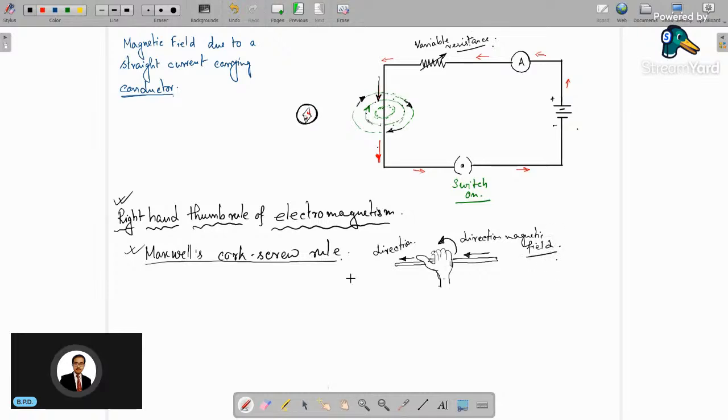If this direction is changed from this side to this side, then whether the magnetic field will be changed or not. Can you tell me, Anurag, if the direction of flow of current is altered from right to left, altered to left to right, then what will happen to the scenario?